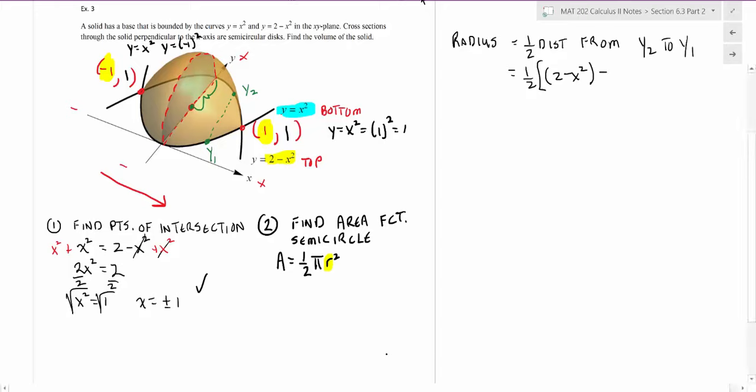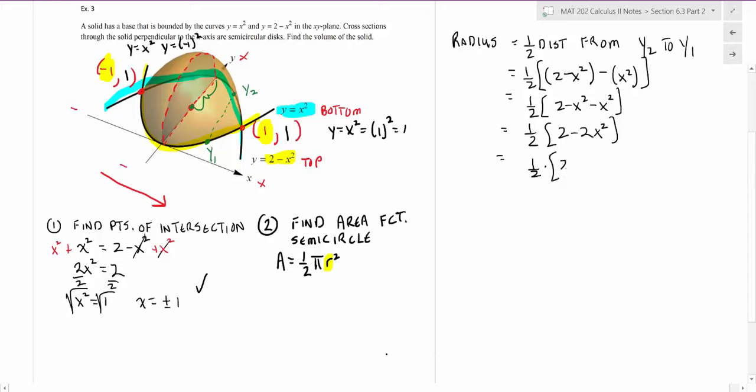So if you look at your diagram, the curve that's on top is this one right there, and the curve that's on the bottom is the quadratic x squared. So it's the difference between those two. You'd have 2 minus x squared minus x squared is the radius, and then we can clean that up: 1/2 of 2 minus 2x squared. Well, I could factor a 2 out to get 1/2 times 2 times 1 minus x squared. That'll divide out the 2's, so the radius is just 1 minus x squared.